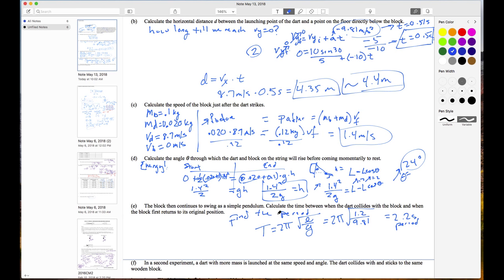But the thing is, this isn't asking for the full period. What this is asking for is, from the time I hit, how long does it take to go out and back to the original point? Not how long does it take to repeat that on the other side. And so really, we have to divide this by 2, and we get 1.1 seconds equals the time.